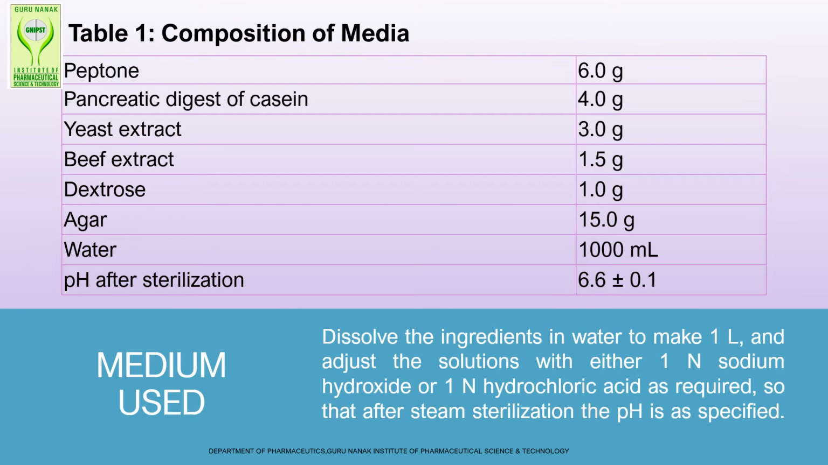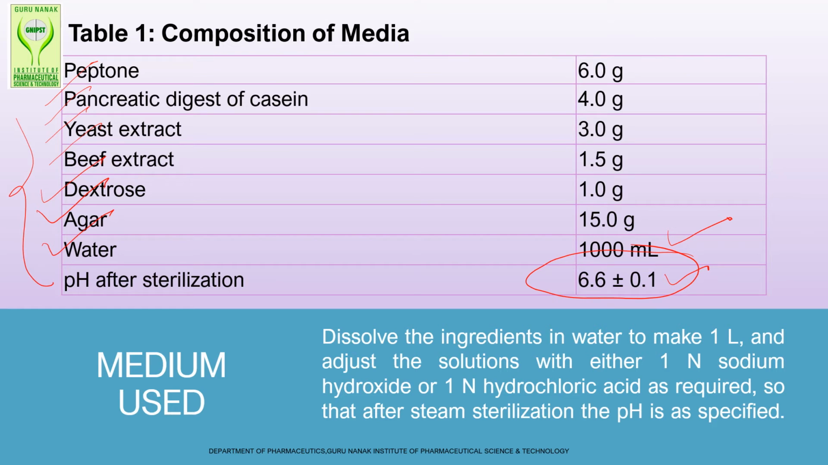What is the composition of the media we are using for this particular assay? The media consists of peptone, pancreatic digest of casein, yeast extract, beef extract, dextrose, agar and water, and the pH after sterilization should be around 6.6 with a limit of plus or minus 0.1. I have also mentioned the amounts of the different ingredients to be added for preparing 1 liter of media.